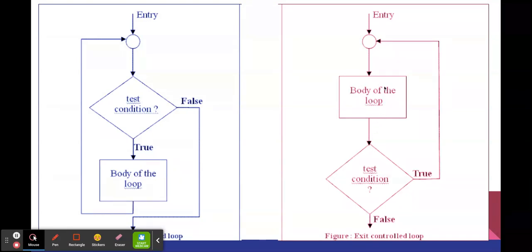So this body of the loop will be executed at least one time. But here condition is checked at the beginning, so body of the loop will not be executed until this condition is satisfied. So this is the main difference between exit control and entry control loop.